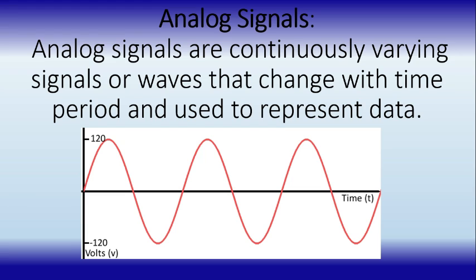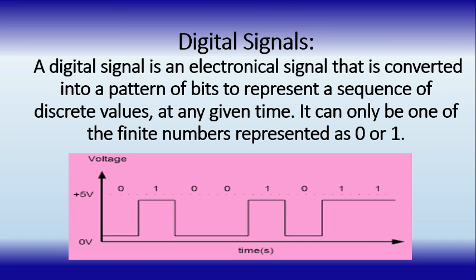Analog signals are continuously varying signals or waves that change with time period and are used to represent data. The second one is the digital signal. A digital signal is an electronic signal that is converted into a pattern of bits to represent a sequence of discrete values at any given time. It can only be one of a finite number of values, represented as 0 or 1.